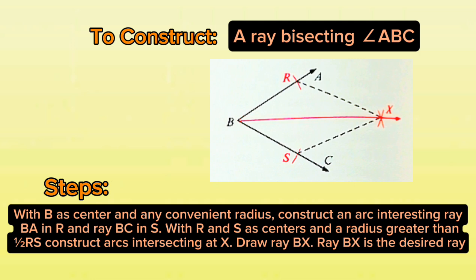With R and S as centers and a radius greater than 1/2 RS, construct arcs intersecting at X. Draw ray BX. Ray BX is the desired ray.